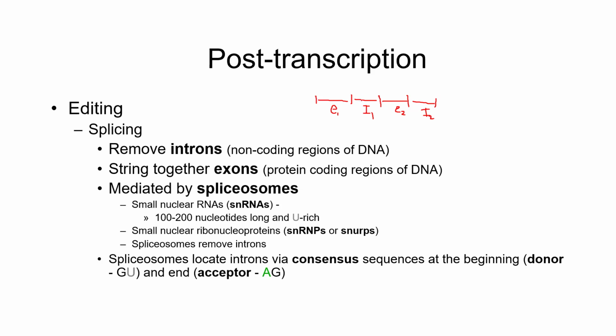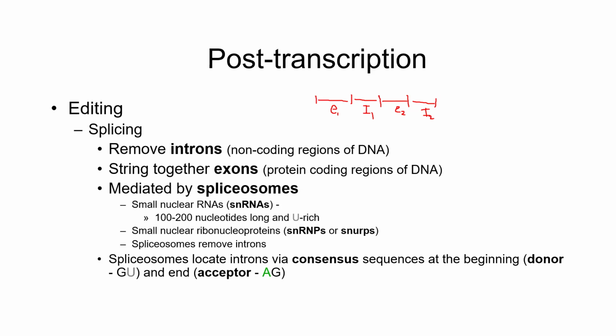There may be some regulatory DNA motifs in here that help. We'll talk later, when we get to gene expression, about what these sites can do. But we need to remove these because they're not coding. So when we splice, we remove the introns and we just string the exons, or the coding regions, together.